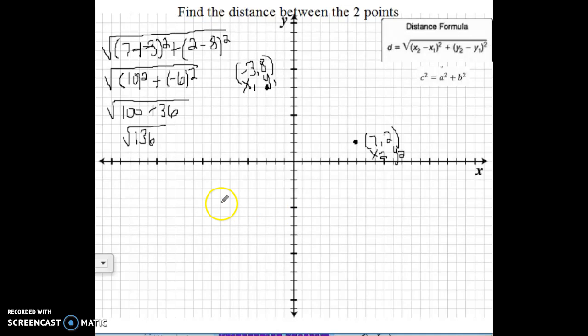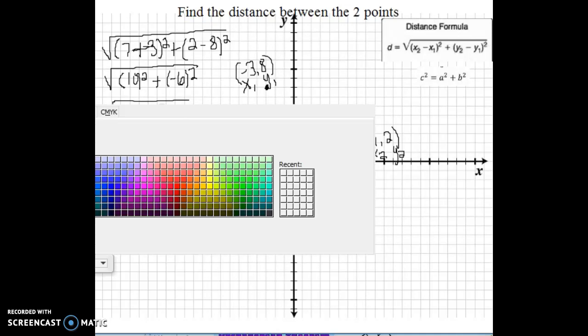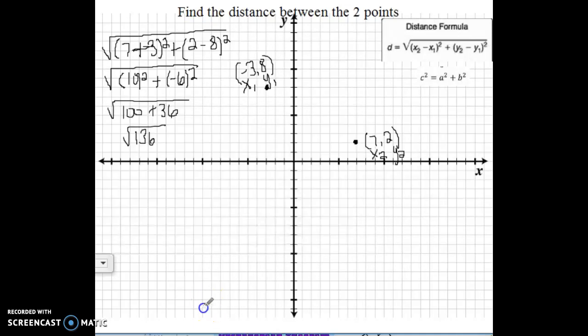Alright, let's talk about how to do the same problem with Pythagorean theorem. In order to do Pythagorean theorem, you have to have a right triangle. So the first thing I'm going to do is draw a line straight down and straight over following the grid. And again, I'm looking for the distance between those 2 points. So what I'm solving for is this distance right here.